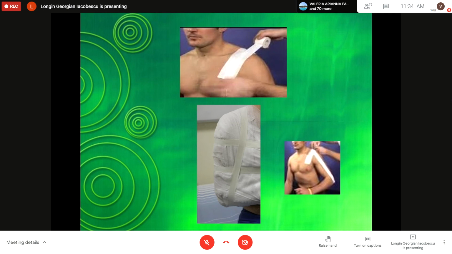The Robert Jones bandage is very similar to the Desault bandage, as you can see. The most important difference is that we have to apply pressure with adhesive tape on the lateral part of the clavicle. By applying this pressure, we will reduce the clavicular displacement. So they are very similar in manufacturing. The only difference is that we apply more pressure on the lateral part of the clavicle to reduce its displacement.